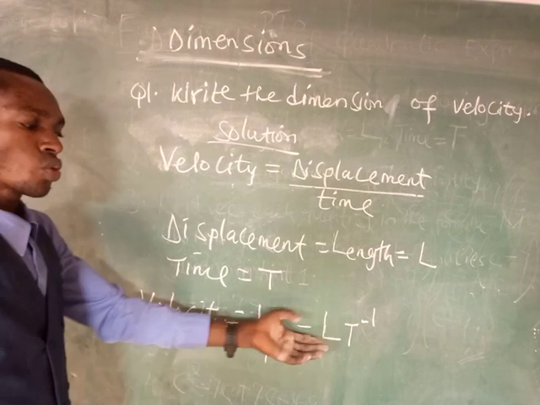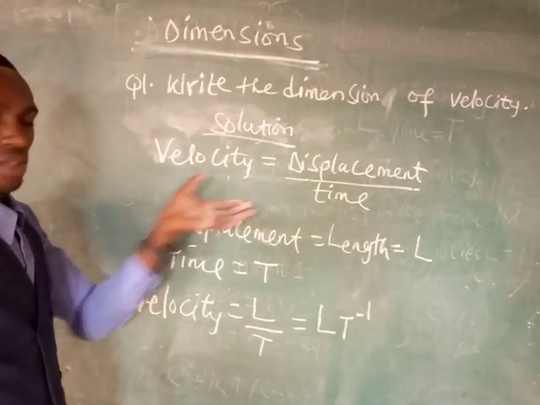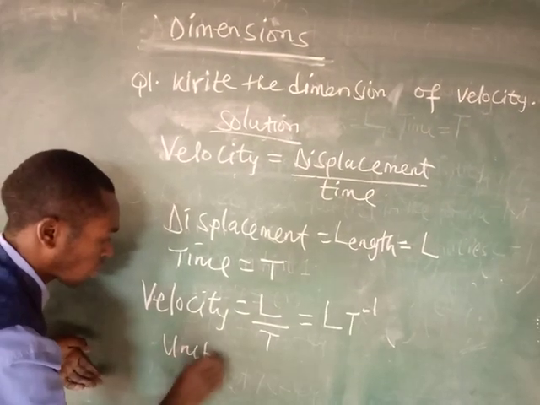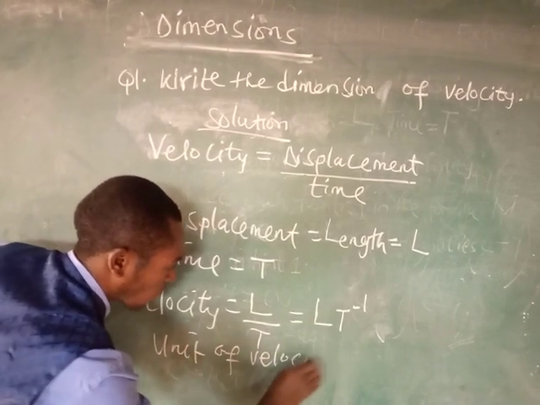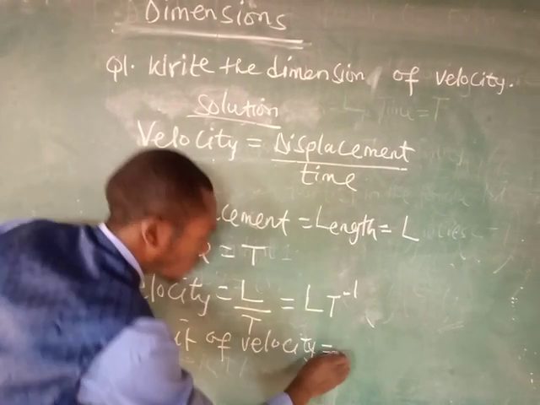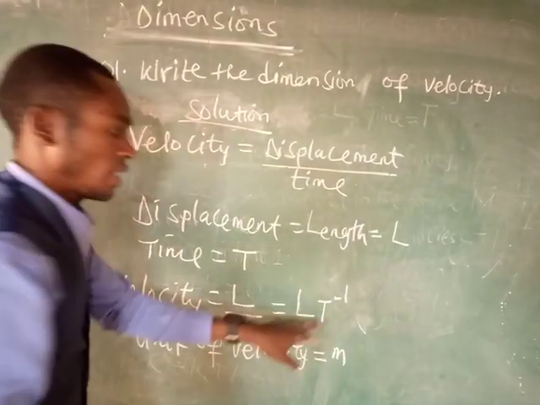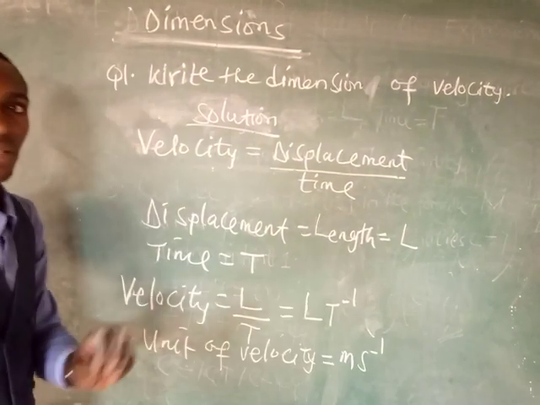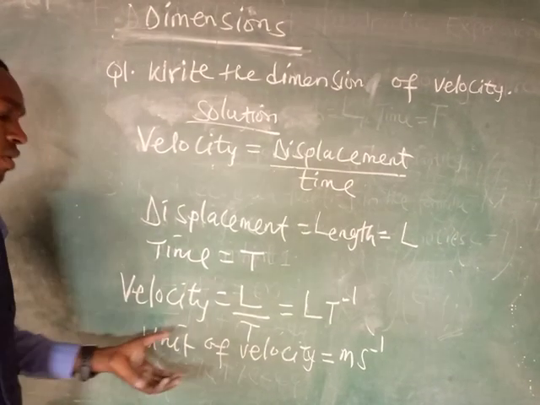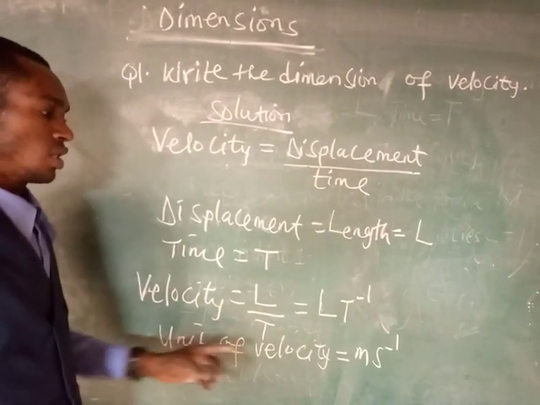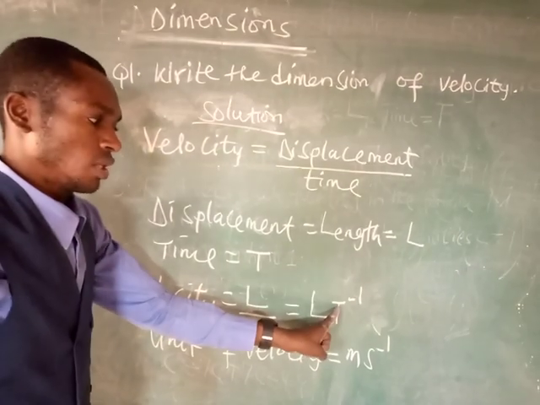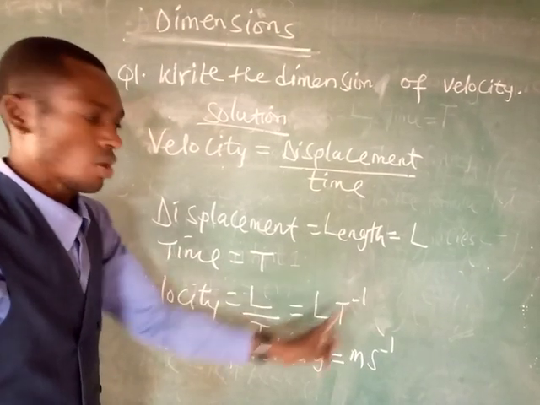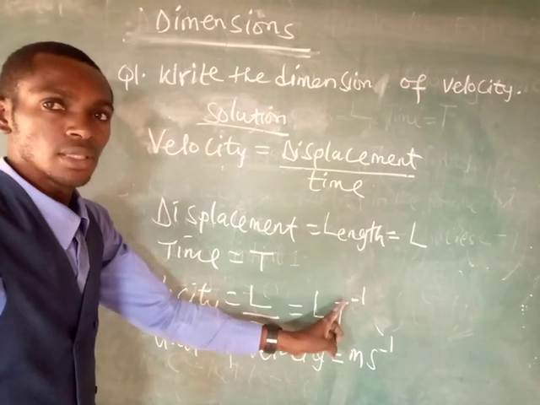And that is why if you are asked to write the unit of velocity, since L is in meters and then T is in seconds, you have meters per second. That is the unit for velocity. So the dimension of velocity is L T raised to the power of -1, or length per T.